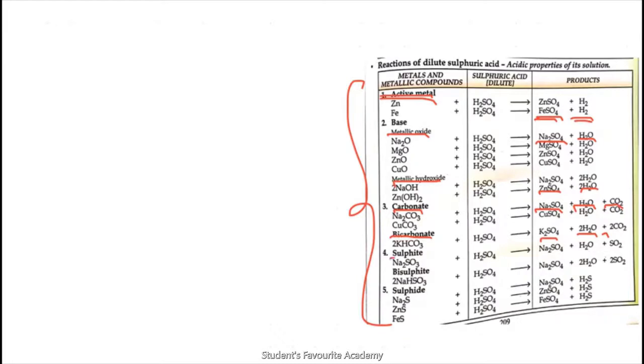Now what happens when it reacts with sulfite? When it is reacting with sulfite, it is giving me Na2SO4 plus H2O plus SO2, and when it is reacting with bisulfite, it is giving me salt plus water plus sulfur dioxide. Then when it is reacting with sulfide, what is happening, children? Of course, salt is being produced, and I am also getting hydrogen sulfide gas. So in all these cases, what do you see, children? In all cases the salt is being produced, but the side products are different. So these are the chemical properties.